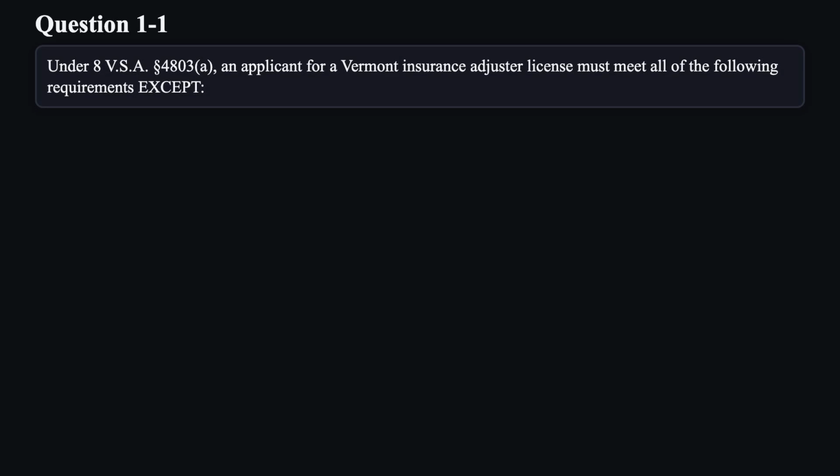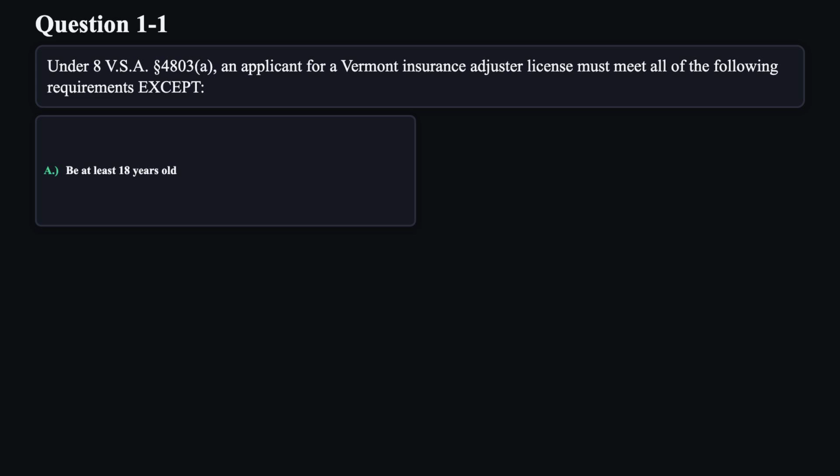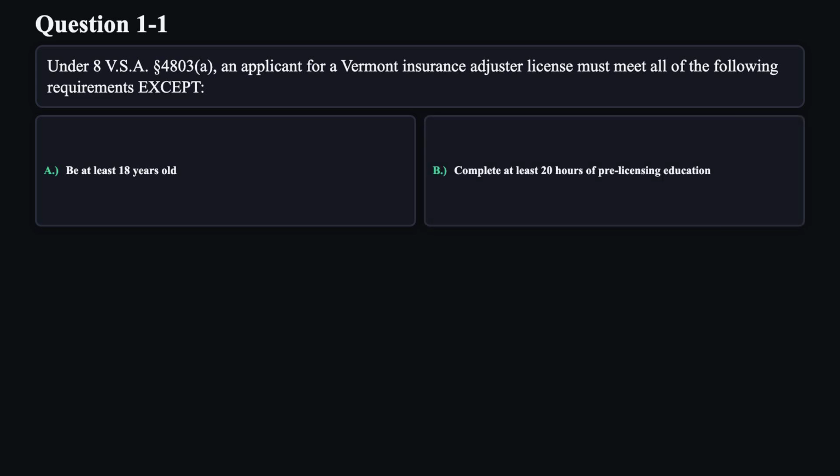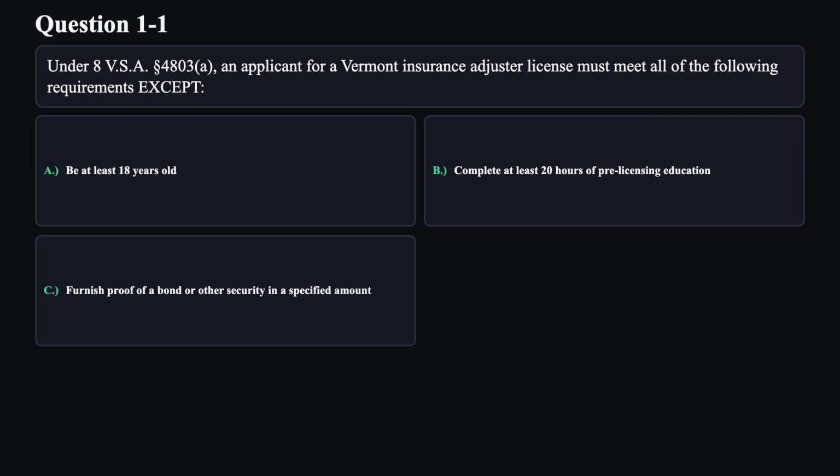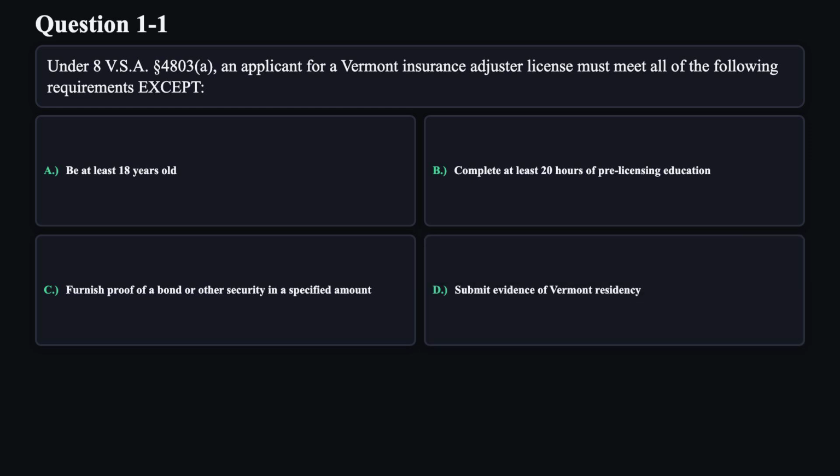Under 8 VSA, Section 4803, subsection A, an applicant for a Vermont Insurance Adjuster license must meet all of the following requirements except A. Be at least 18 years old. B. Complete at least 20 hours of pre-licensing education. C. Furnish proof of a bond or other security in a specified amount. D. Submit evidence of Vermont residency.